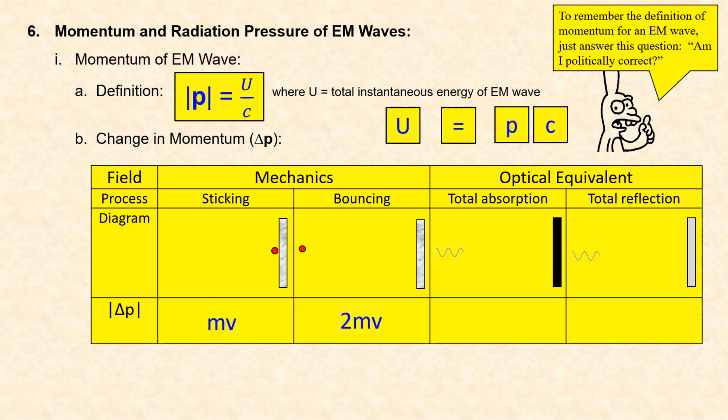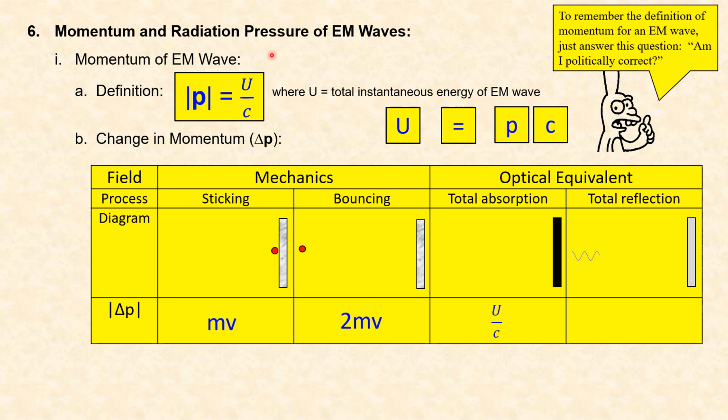Now, in the case of optics, or when we look at electromagnetic waves, a very similar phenomenon occurs. If we let an electromagnetic wave interact with a sample of matter, let's say with this black wall over here, where it will be totally absorbed by the wall, then for the case of total absorption, the change in momentum for that electromagnetic wave is simply U over c.